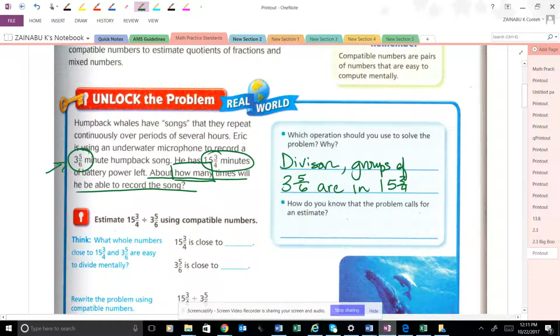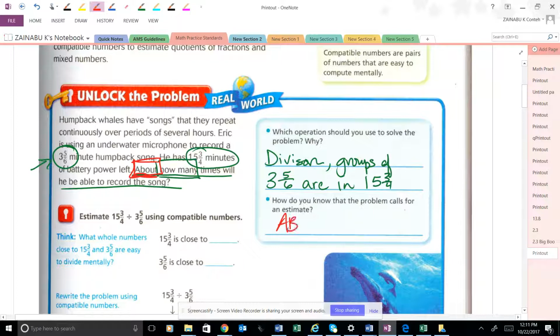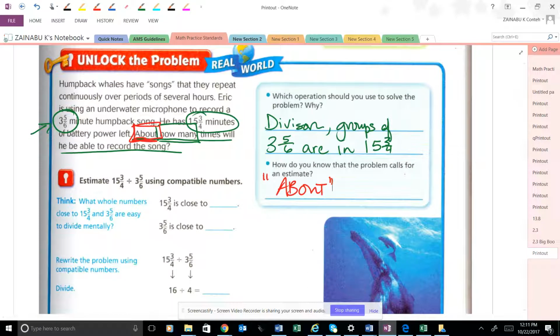And this whole entire lesson, we're going to be using compatible numbers, because it says, how do you know that the problem calls for an estimate? This key signal word, about, lets us know that it's not an exact answer. Well, let's look. 15 and 3/4 is the dividend. I like to say when it's written with that division symbol, it's on the left end. And the 3 and 5/6 is the divisor.